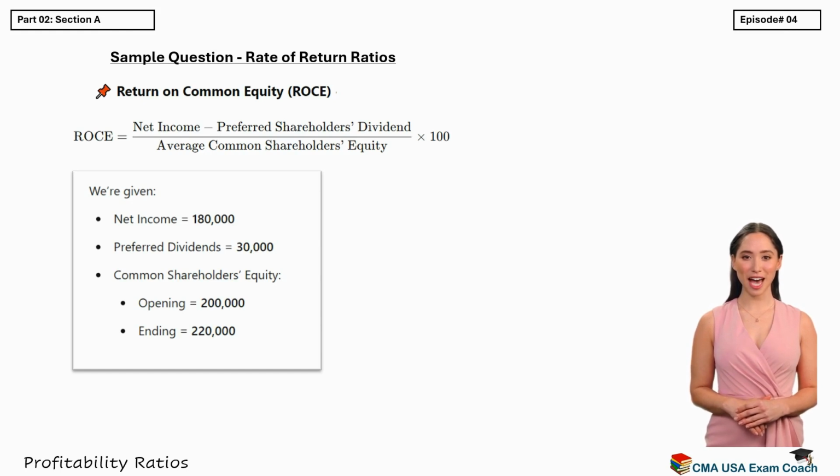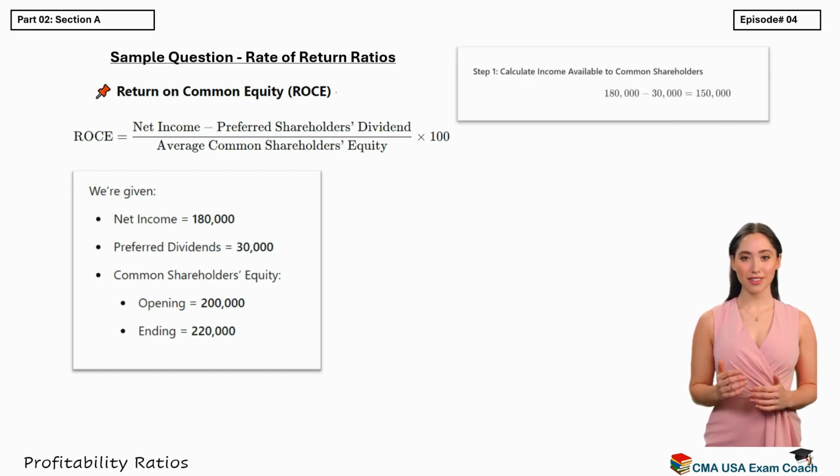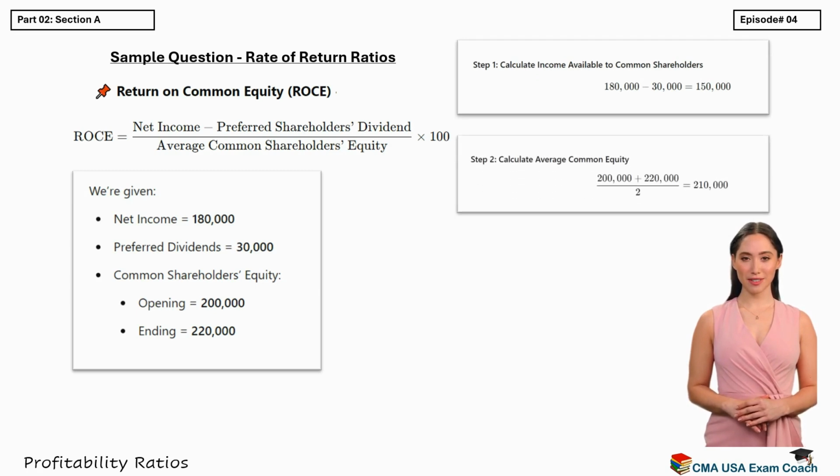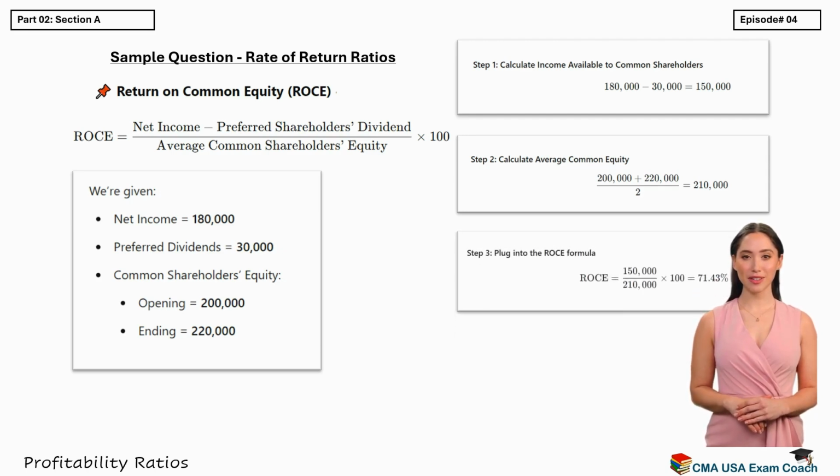Next, we calculate the average common equity. The opening balance is $200,000 and the ending balance is $220,000. Adding them gives $420,000, and dividing by 2 gives us an average common equity of $210,000. Now we divide the income available to common shareholders, $150,000, by the average common equity, $210,000. This gives us 0.7143, or 71.43% when converted to a percentage.